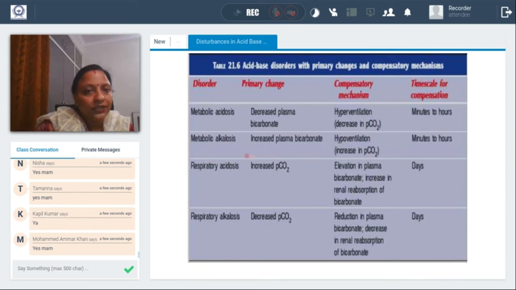And this metabolic alkalosis, you all know, increased plasma bicarbonate. The compensatory mechanism adopted by the body is hypoventilation, increase in PCO2. And this takes minutes to hours. Then respiratory acidosis, increase in PCO2, or you can see it relates with carbonic acid. Elevation in plasma bicarbonate, increase in renal absorption of bicarbonate. This is the retention of bicarbonate, as I said earlier.